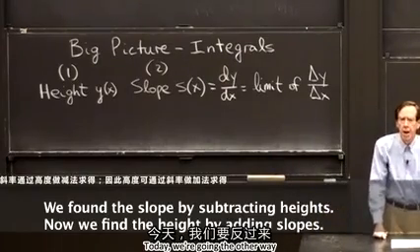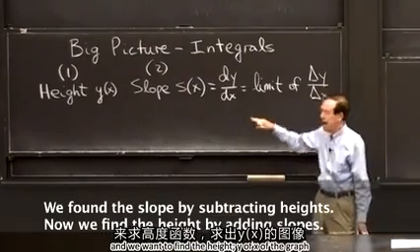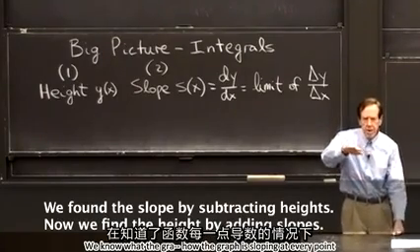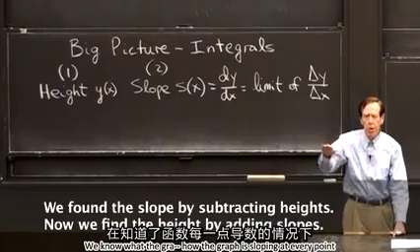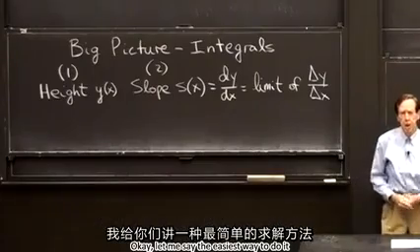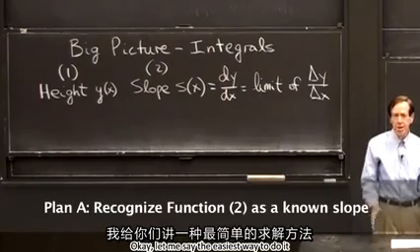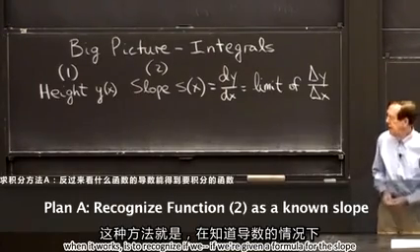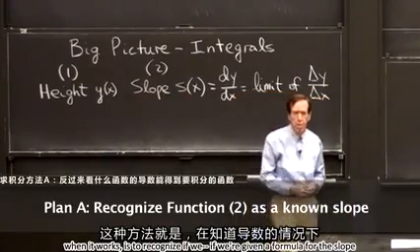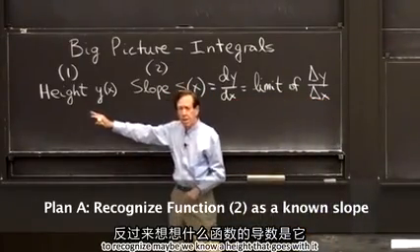Today, we're going the other way. We know the slope. We know s of x, and we want to find the height y of x of the graph. We know how the graph is sloping at every point, and we have to put all that information together to find its height. Okay, the easiest way to do it when it works is, if we're given a formula for the slope, to recognize maybe we know a height that goes with it.